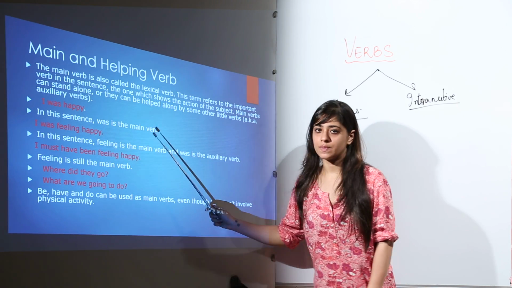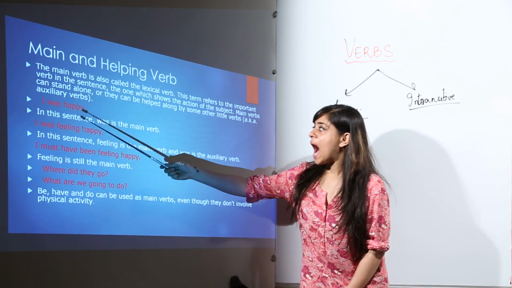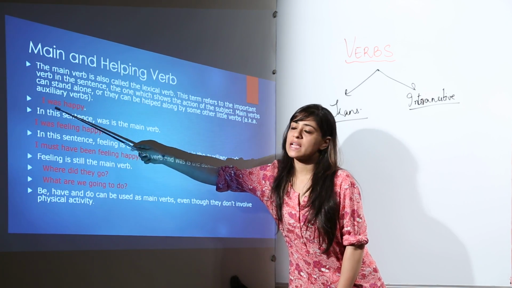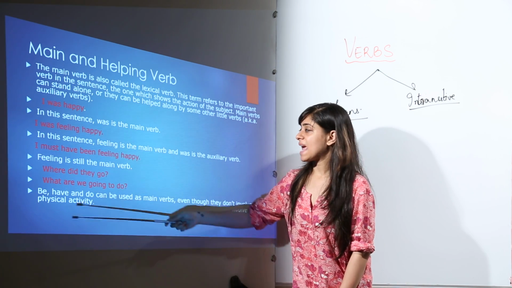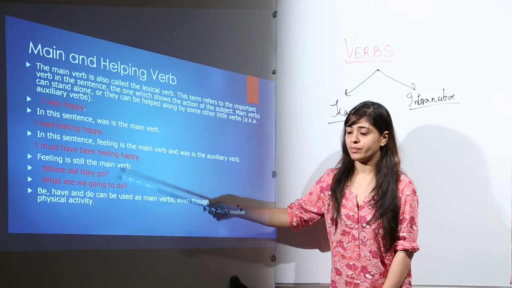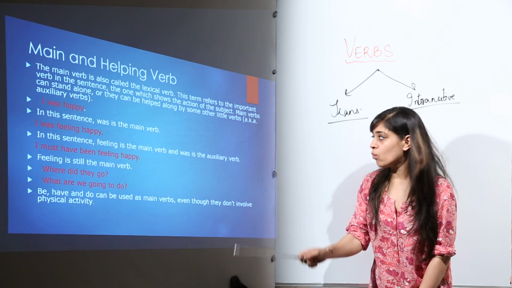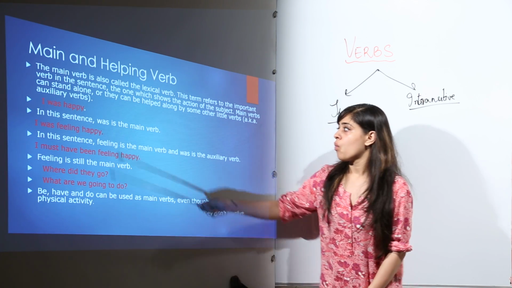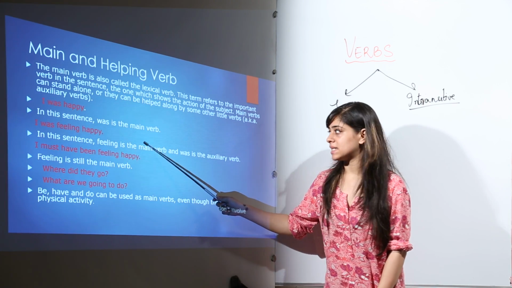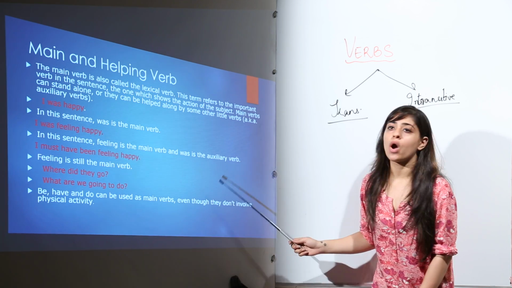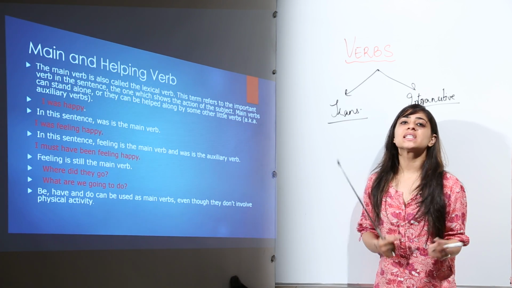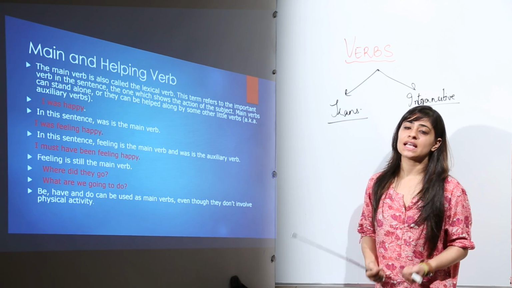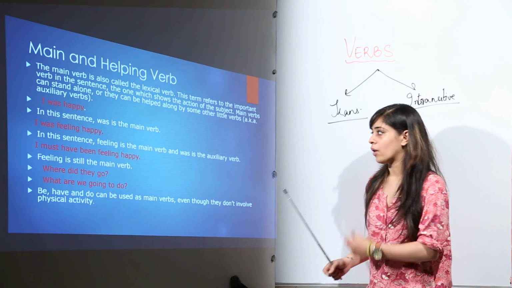For example, I was happy. In this sentence, was is the main verb. Moving on to the next sentence, I was feeling happy. In this sentence, feeling is the main verb and was is the auxiliary verb. Understand one thing: was is the main verb in the first sentence and was becomes an auxiliary verb in the second sentence. This way, words can switch from a main verb to a helping verb according to the need of the sentence and the specification of the noun.